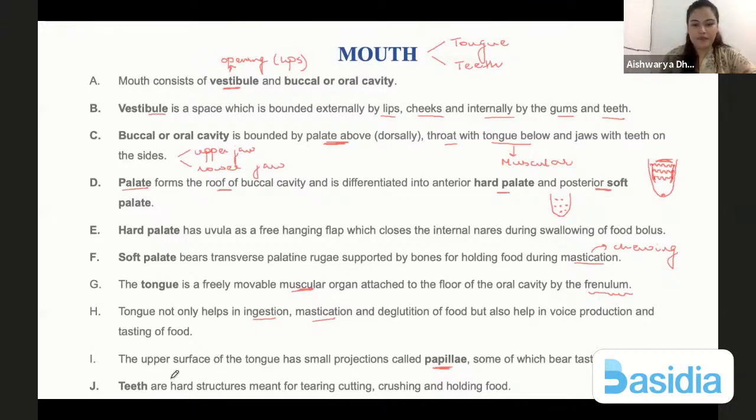All right. Coming to teeth. So teeth, you all know, they are hard structures. They are meant for tearing, cutting, and crushing your food, as well as holding the food in your mouth, right?